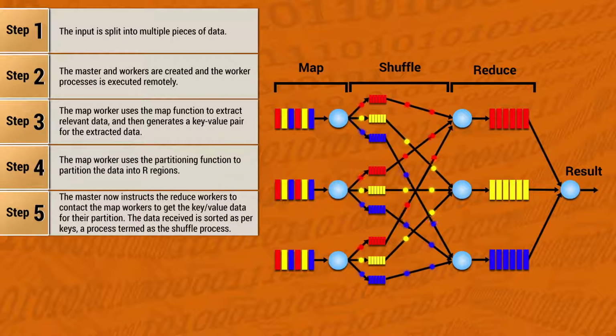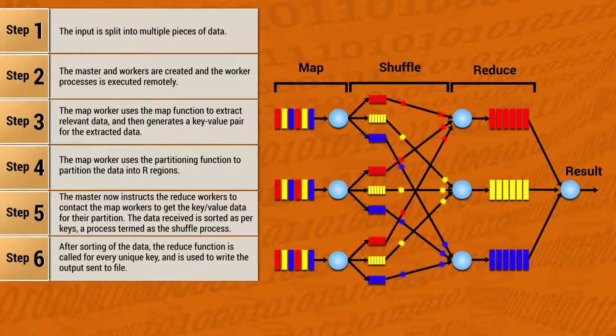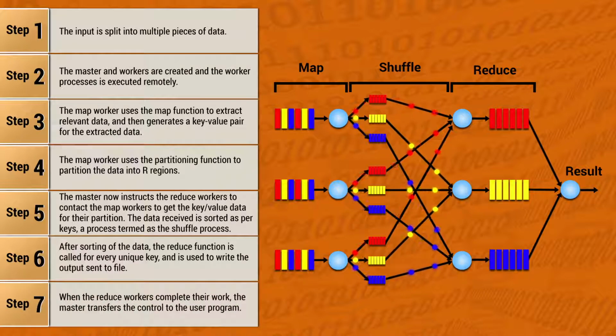their partition. The data received is sorted as per keys, a process termed as the shuffle process. After the sorting of the data, the reduce function is called for every unique key and is used to write the output sent to file. Finally, when the reduce workers complete their work, the master transfers the control to the user program.